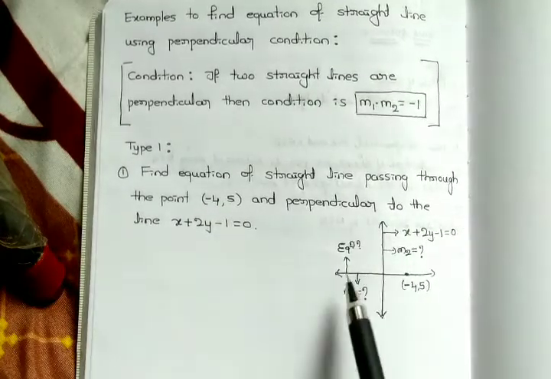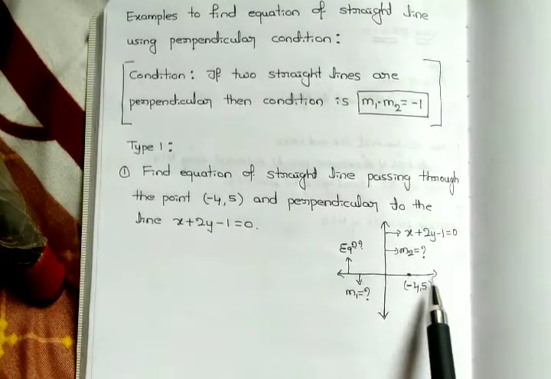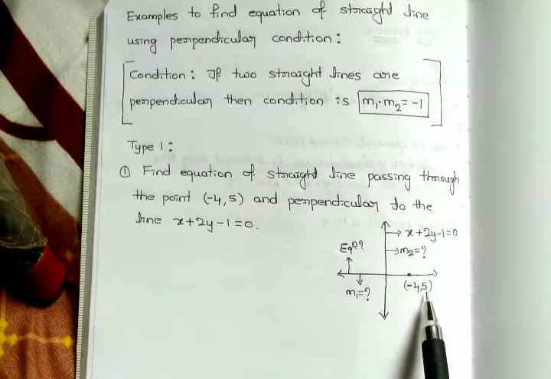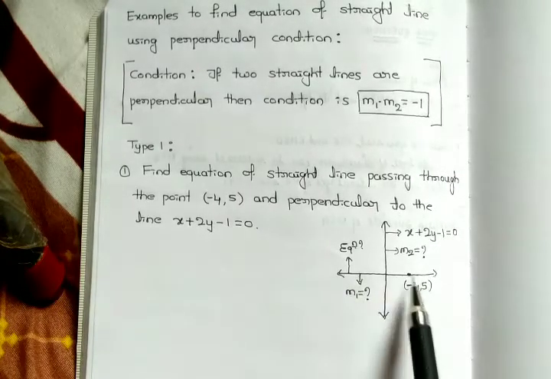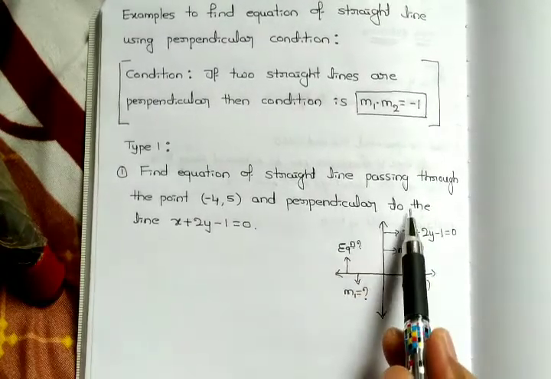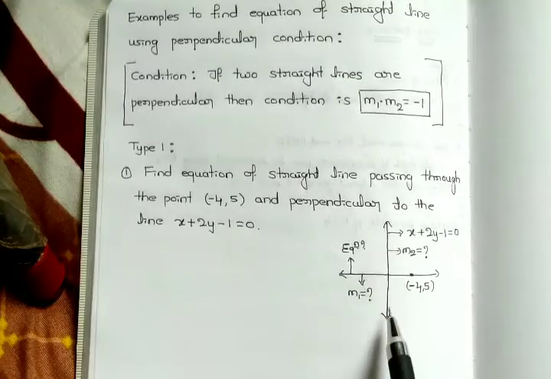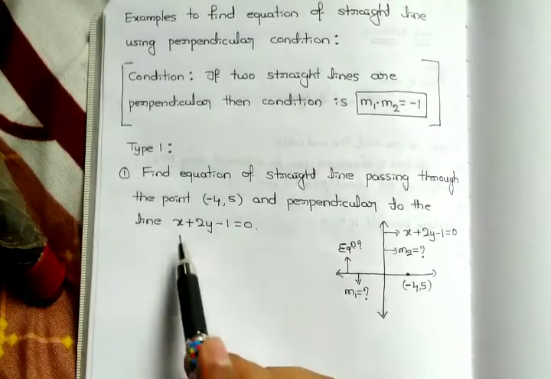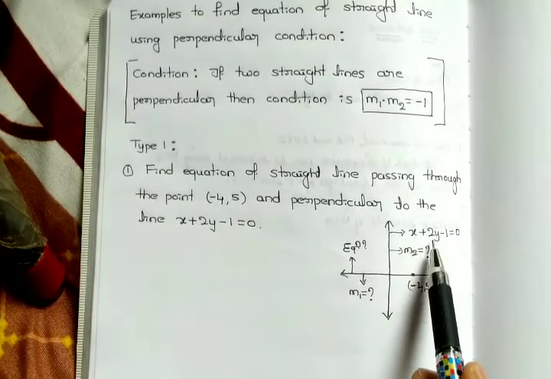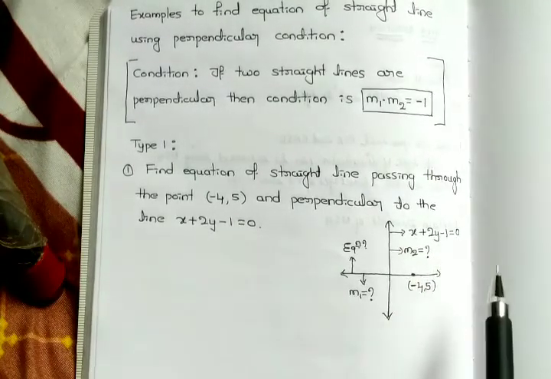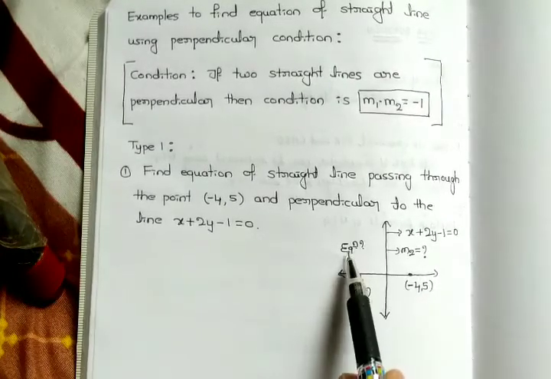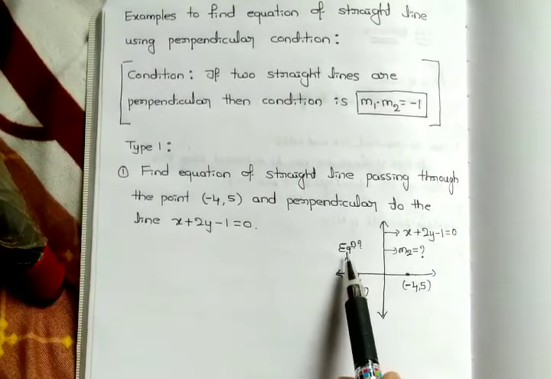See here, one line I am going to consider. This line is passing through the point (-4, 5), and it is perpendicular to another line. That second line's equation is already given: x + 2y - 1 = 0. Now you need the first line's equation.